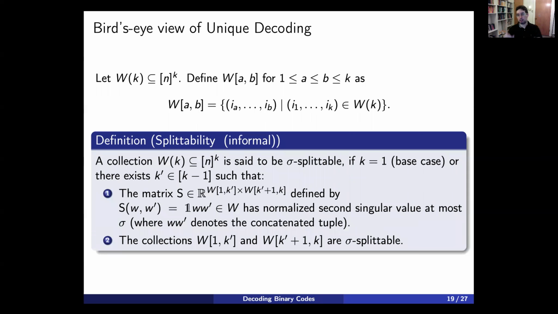But if it's larger, then you're going to break this K-tuple into 2 parts, the first half and the second half. And you're going to define this operator, and you'd like this operator to be expanding. The operator is as follows. When you take the first half and the second half, if they compose to a tuple in your collection, you put a 1, otherwise you put a 0 there. When you normalize the operator and the second singular value is at most sigma, you declare that it's expanding, it's good, and then you recurse. So you want this collection to be sigma splittable, and this other one to be sigma splittable as well.